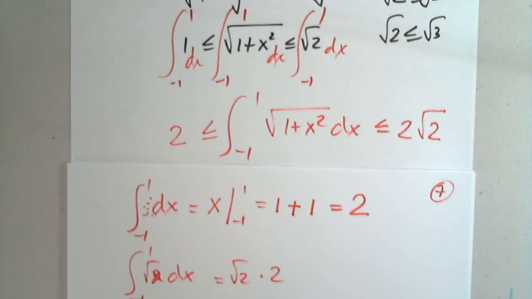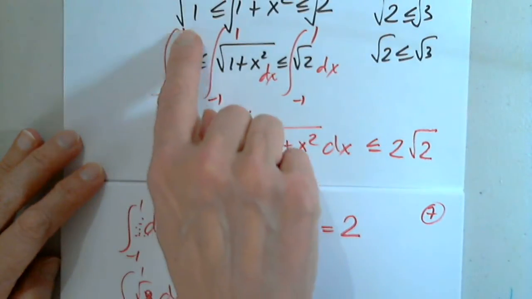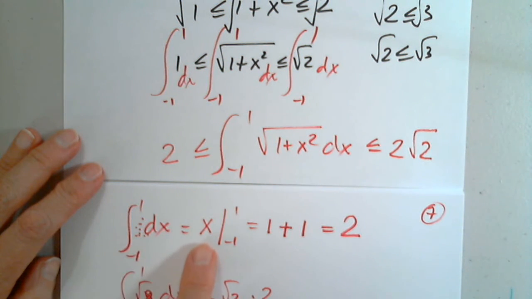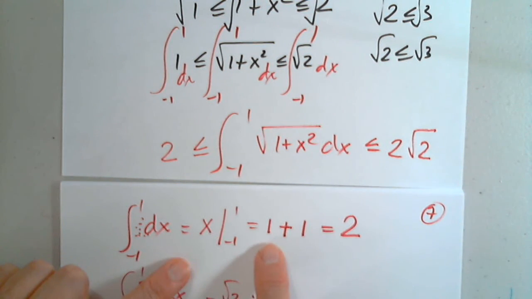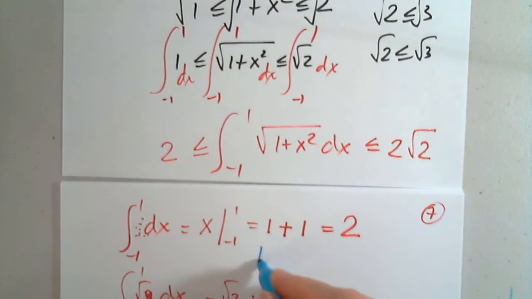That last step kind of felt like magic. How did you end up showing the twos on the outside? Yes, very good. I calculated this. X prime is 1. Evaluated from -1 to 1. When I plug in 1, I get 1. But I have to subtract when I plug in -1. So that's +1.